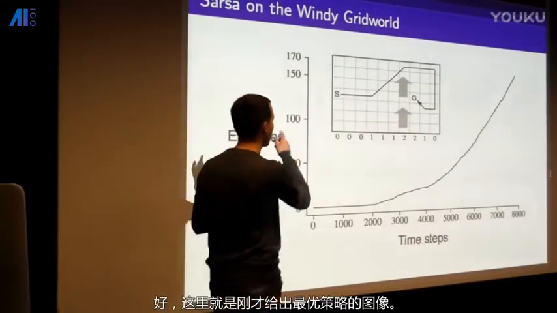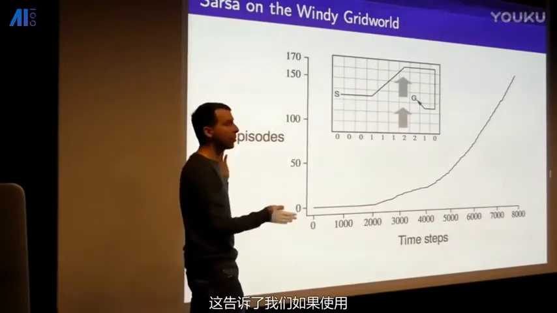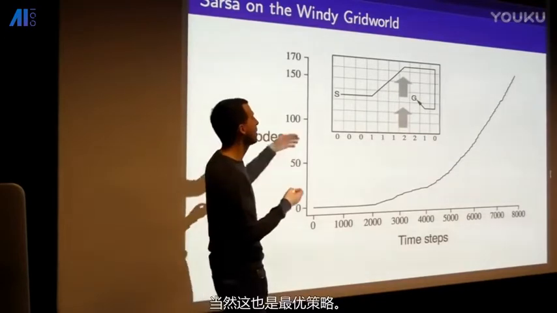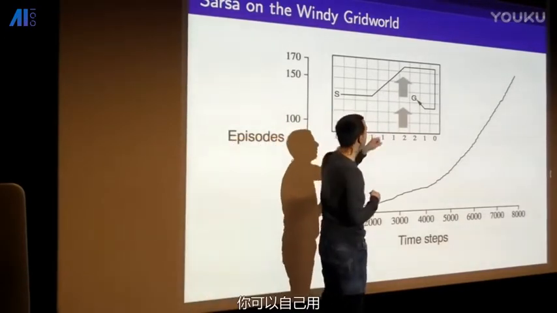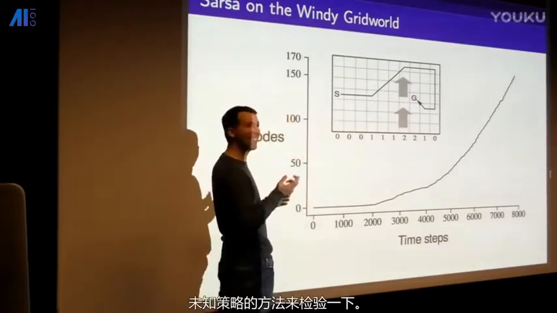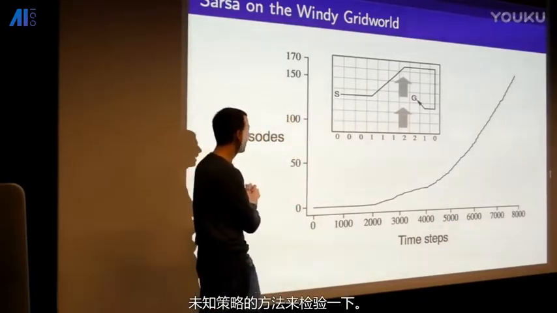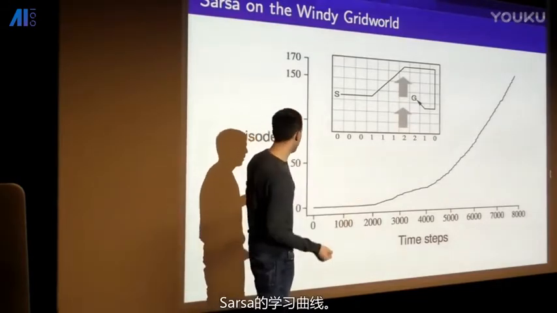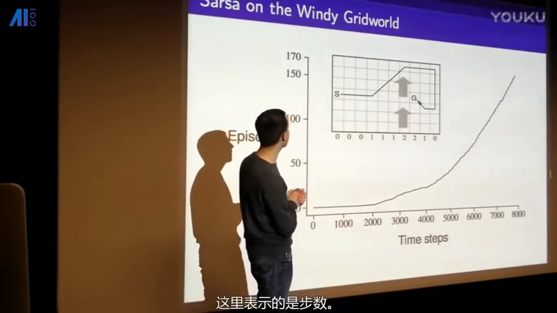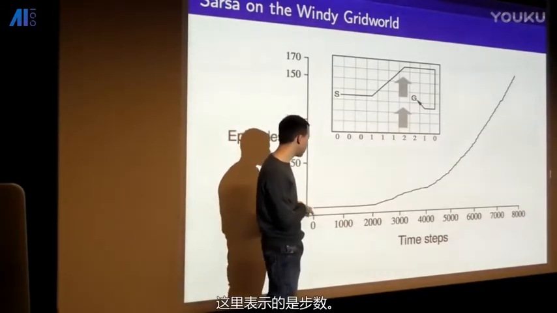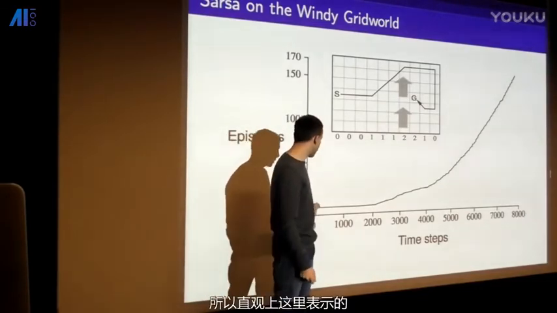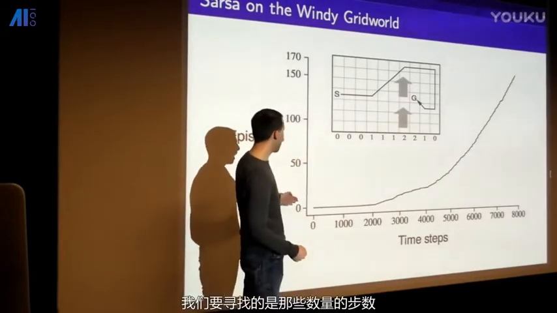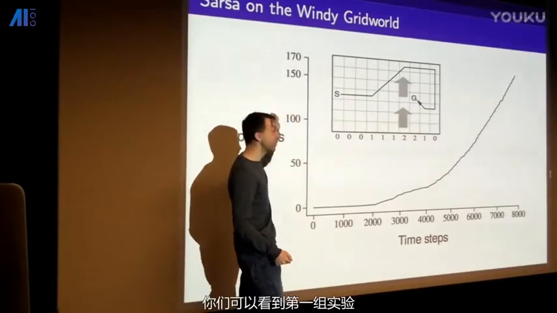So here is the diagram of the optimal policy. This plot shows us what happens if we use the naive version of SARSA. It's just to show you that this is the policy that it finds, which I claim is the optimal policy. You can check that offline. And this plot here shows the learning curve for running SARSA. This is exactly the algorithm we just looked at. What this is showing is the number of time steps. This axis here is literally time step by time step. And what we're looking at is how many episodes were completed in those number of time steps.